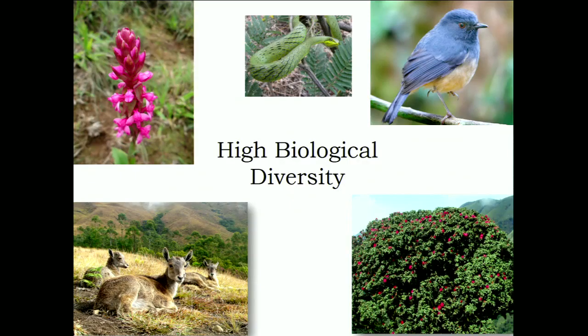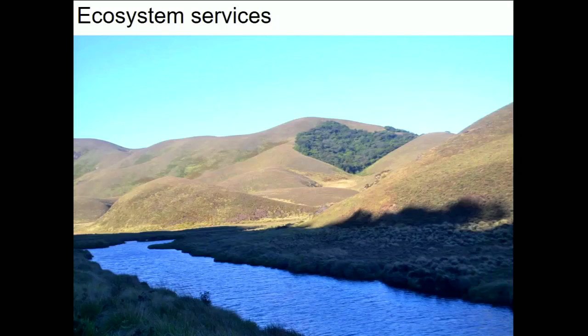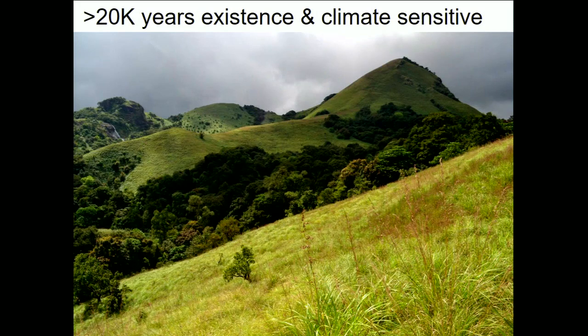Just a little more about this ecosystem. These ecosystems are highly diverse, and they are well known for very high endemism. These ecosystems are the source of many major rivers that sustain millions of people in the plains of South India. And these are ancient. They have been in existence for more than 20,000 years, and these forests and grasslands are known to have undergone expansions and contractions with past climatic changes. However, in the last 200 years, more than climate, it's human activities that have changed these ecosystems at large.